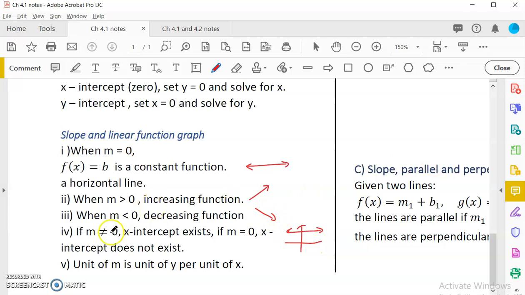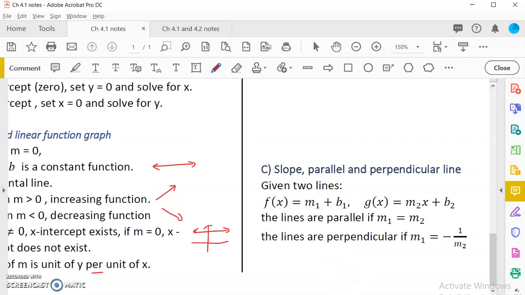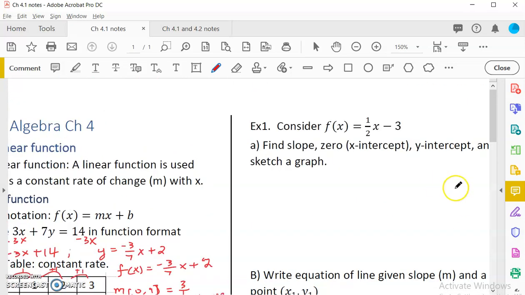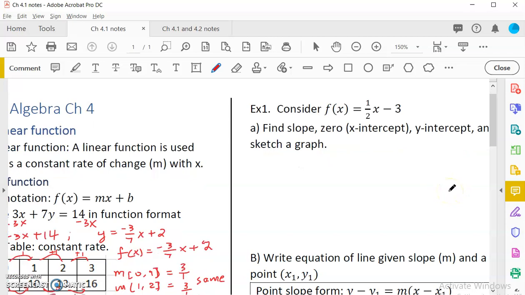And what is the unit of m? The unit of m, the slope, is the unit of y per unit of x. So it is a rate. Okay, so let's do an example analyzing a linear function.